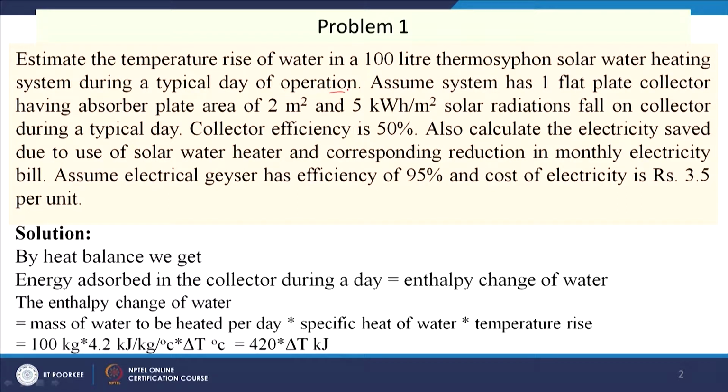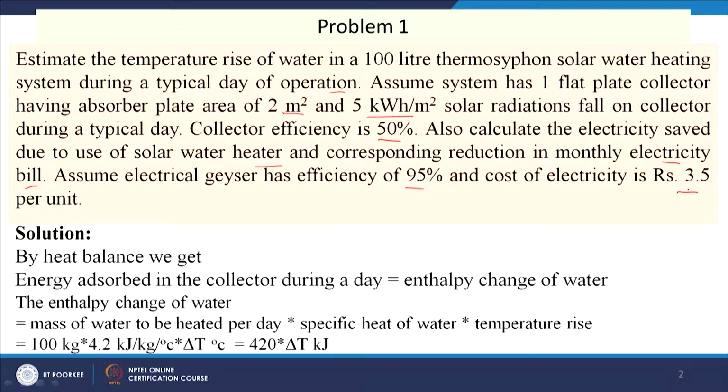Assume the system has one flat plate collector having an absorber plate area of 2 meter square, and 5 kilowatt hour per meter square of solar radiation falls on the collector during a typical day. Collector efficiency is 50%. Also calculate the electricity saved due to use of the solar water heater and the corresponding reduction in monthly electricity bill. Assume the electrical geyser has an efficiency of 95% and the cost of electricity is rupees 3.5 per unit.